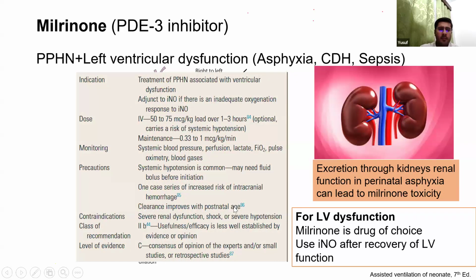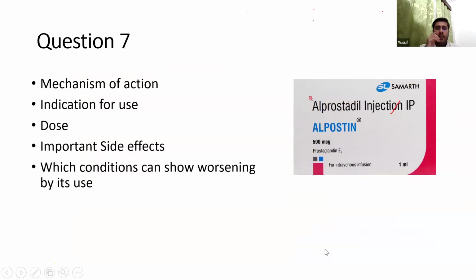So this is just the same thing which we have discussed already. So let's now go on to the next slide. So this is another agent. What is the mechanism of action of this drug? What are the indications of its use? So this is alprostadil, which comes under the brand name Alprostin. This is PGE1. What is the mechanism of action? What are the indications of use? What is the dose? What are the side effects? Which condition can show worsening by its use?